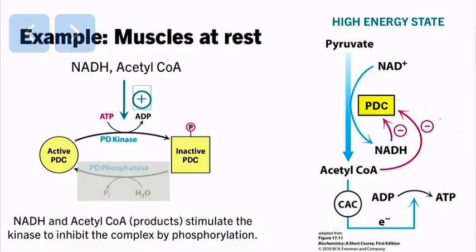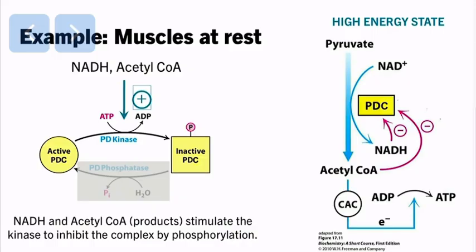So let's look at those muscles at rest and see what's happening here. At rest, the NADH and acetyl-CoA levels are going to be very high. Cells are not using energy and not using these resources. So you're going to start seeing that kinase turned on to turn off this complex, so disconnect glycolysis from the TCA cycle.